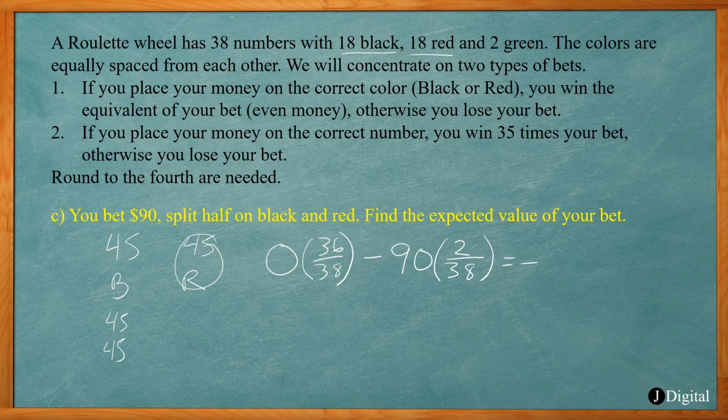That's going to give me negative 4.7368. Okay, so landing on black or red, I'm going to break even because I'm going to gain the $45 on one of them, but then lose the other 45 on the other, so I'm going to gain 0 there.